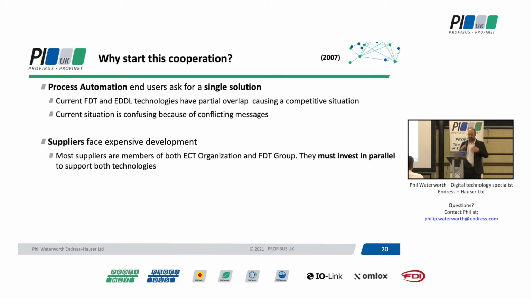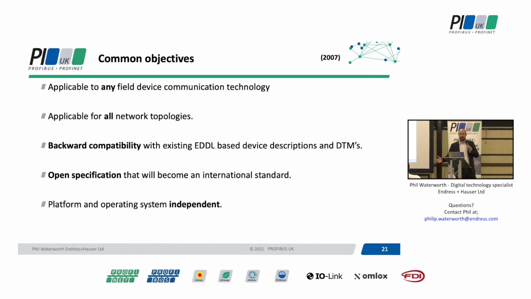Sometimes it's determined by your process control system provider. Sometimes it's forced on you. Sometimes if you try and choose, it gets very complicated to decide which one to go for, so confusing. And from a supplier point of view, to make sure your devices can be configured through these multiple tools, you had to be a member of both organizations, and you had to invest in both technologies to be able to write these drivers and keep them up to date so that your devices can be configured through these two tools. So wouldn't it be better just to have one?